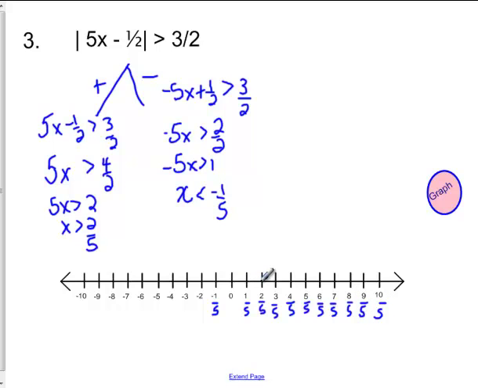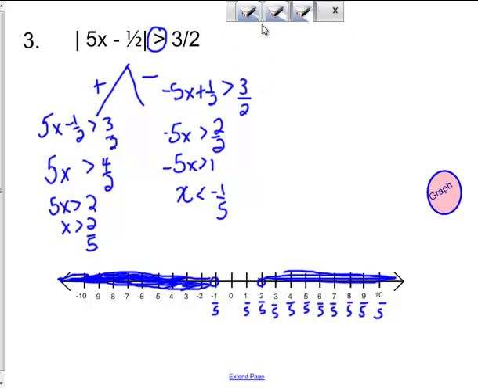So here's 2/5, open circle. Here's negative 1/5, open circle. And we can cheat, and we know that this is a disjunction. So we can shade this way, and we can shade this way. And we have covered every irrational, rational, integer, everything.